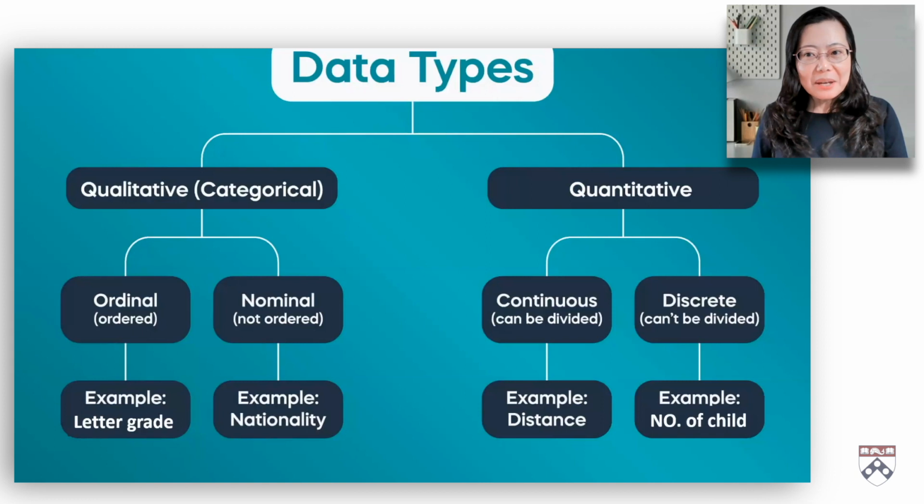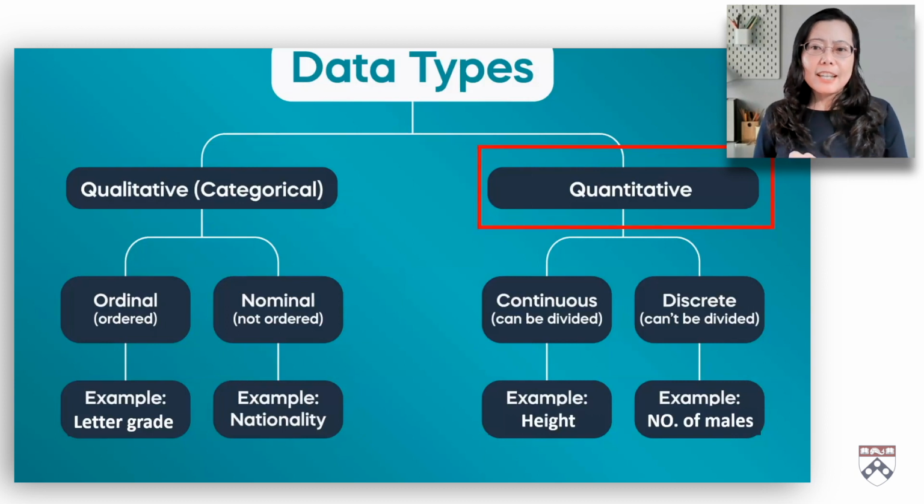When discussing data types, we are referring to both qualitative and quantitative variables. Qualitative data is also called categorical data, providing information based on specific qualities or characteristics rather than quantities. There are two main types of qualitative data: nominal, without specific order or hierarchy, such as nationality, and ordinal, with an order or a rank, such as letter grade A and B.